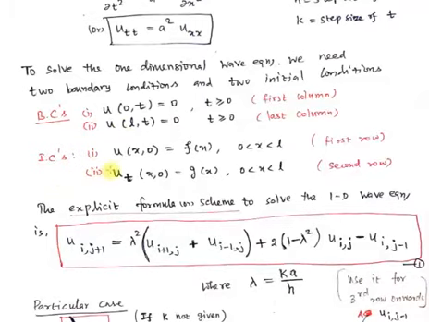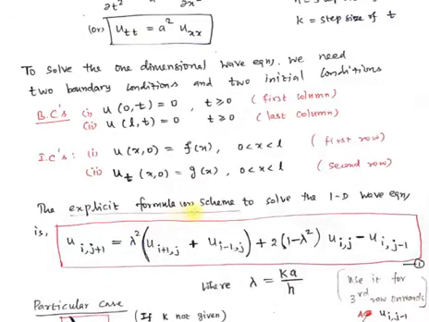The initial conditions are u(x, 0) = f(x), which is for the first row. Then u_t(x, 0) = g(x). Here u_t means ∂u/∂t at (x, 0) is equal to g(x), where x lies between 0 and L. That means the boundary lines are 0 and L for x, and t is greater than or equal to 0. This initial condition is used to find the second row.